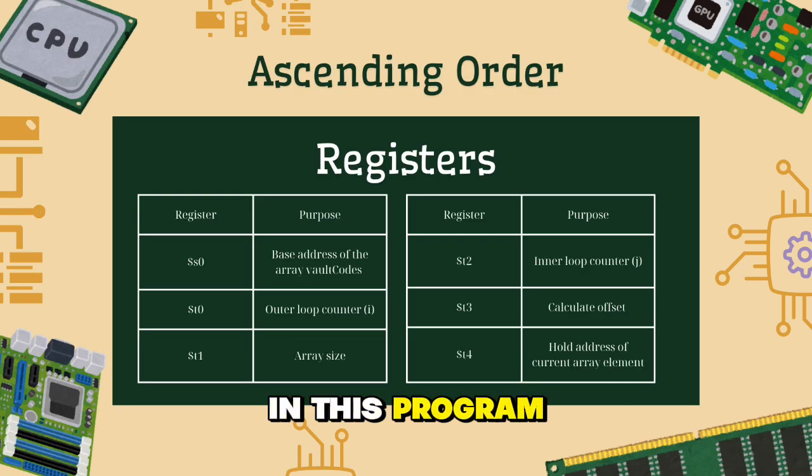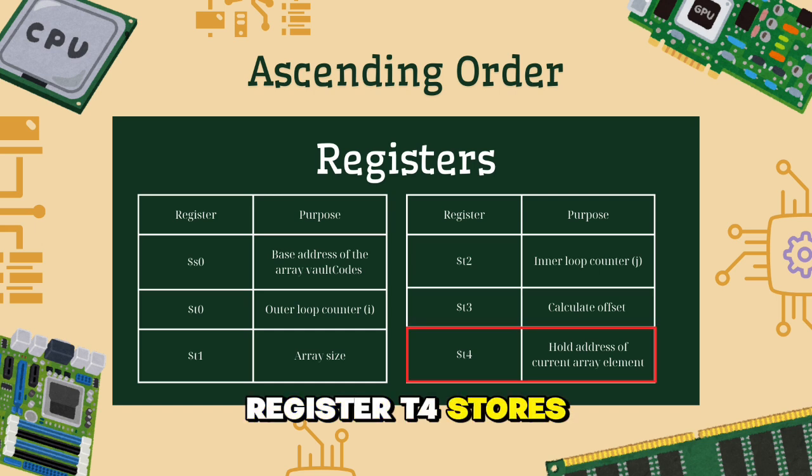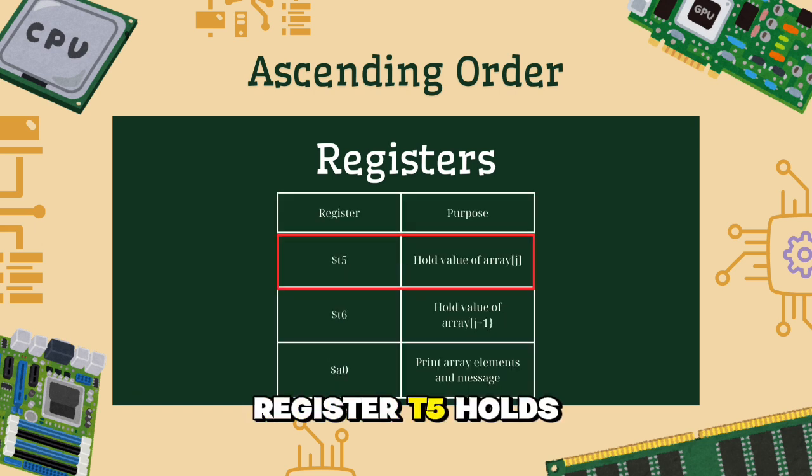In this program, we use several registers to manage the sorting process. Here's a quick overview. Register S0 stores the base address of the array vault codes. Register T0 is the outer loop counter. Register T1 holds the array size. Register T2 is the inner loop counter. Register T3 calculates the offset for accessing array elements. Register T4 stores the current array element's address. Register T5 holds the value of array J. Register T6 holds the value of array J plus 1. Register A0 is used to print the array elements and display messages.